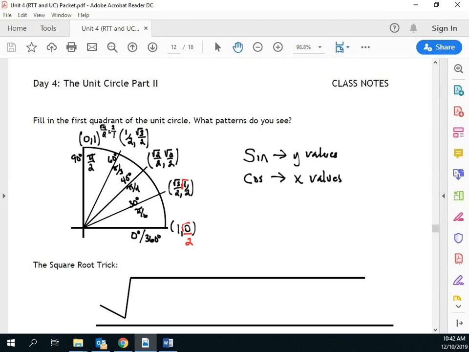So if I'm asking you to find the sine of 30 degrees, go to 30 degrees on that first quadrant. What is the y value? 1/2. So the sine of 30 degrees is 1/2. What about the cosine of 60 degrees? It's 1/2 as well.